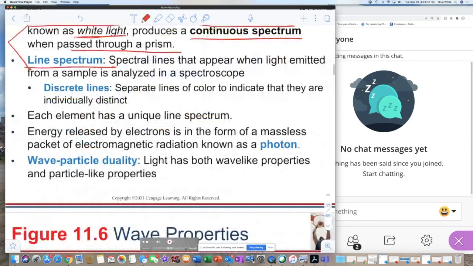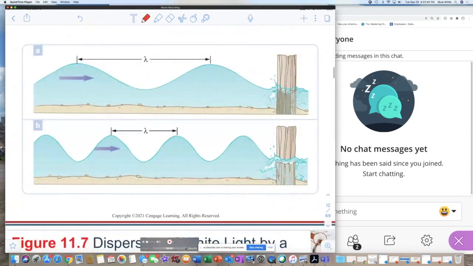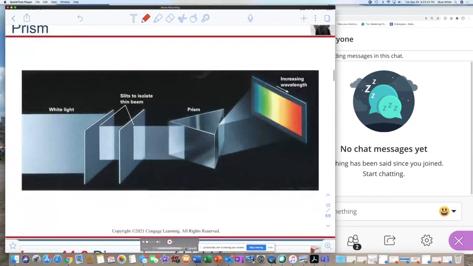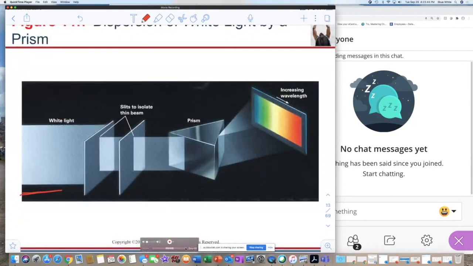So let me see if I can show you a picture of this. Oh, this is a picture of the waves. I've already done that part. Oh, here. So when white light is concentrated right here and passed through the prism here for separating, we're trying to figure out, because we know that white light is technically a mixture of light. Most of the lights we see are actually a mixture of different lights.